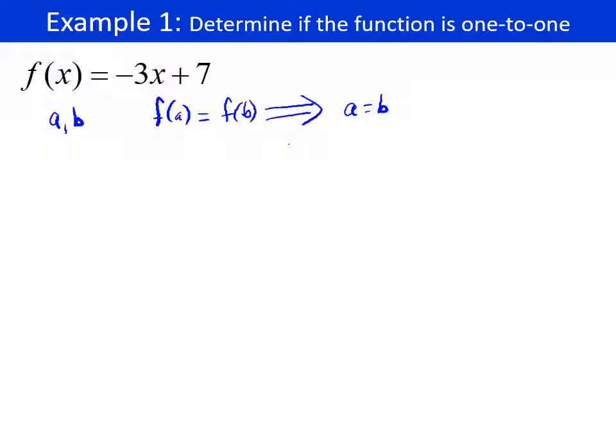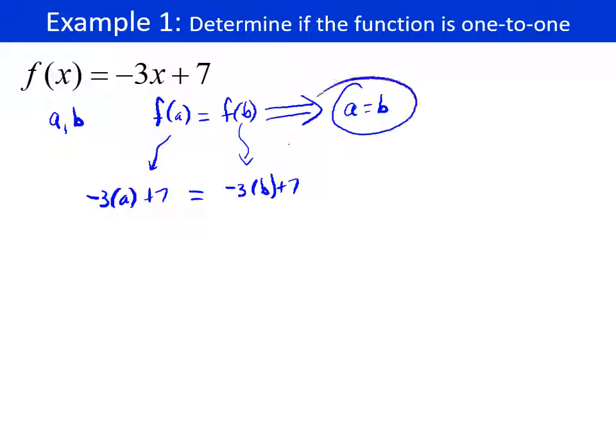So what we do is we take f of a, which in this case would be negative 3a plus 7, and f of b, which is negative 3b plus 7, and set them equal to each other. Now we need to do the algebra on this and see, do we come out with a equals b? So this is negative 3a plus 7. This is negative 3b plus 7.